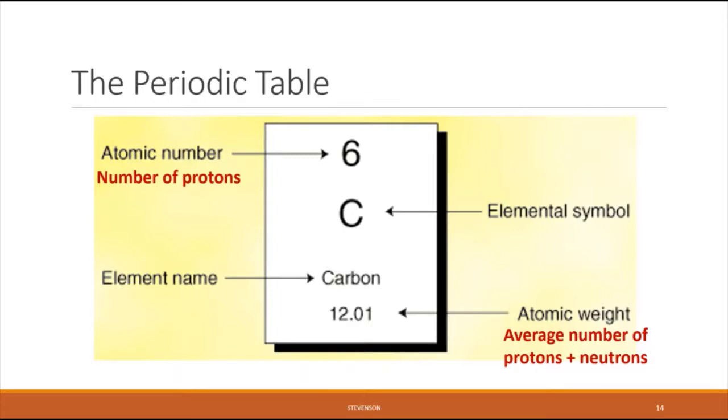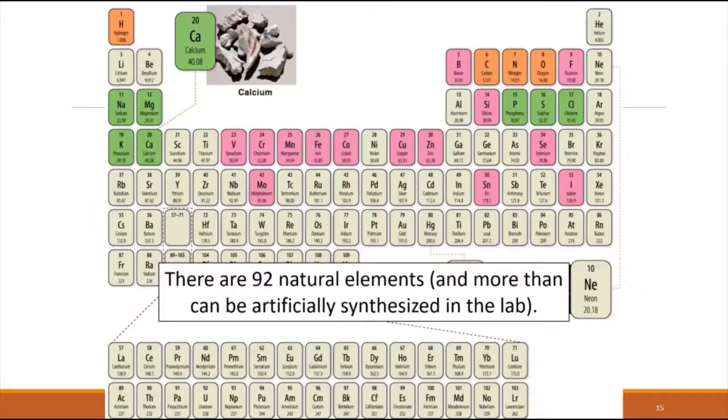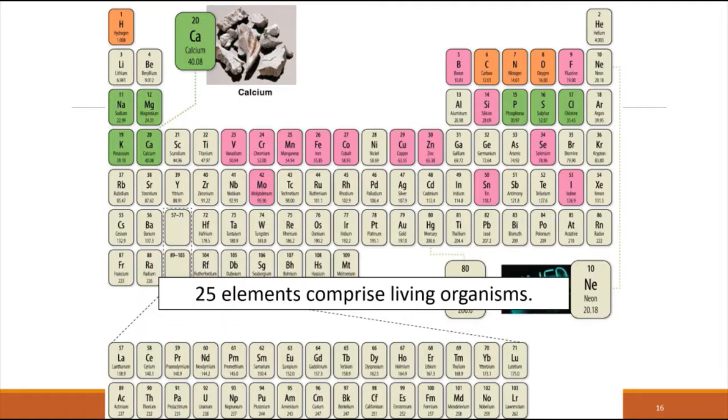and take a look at the elements that compose living organisms. So there are 92 what are called natural elements found in the world, which means that they are found in nature. You don't have to tinker with them in order to get them to exist. There are many more elements that can be artificially synthesized in a laboratory environment, but there are 92 that occur naturally. Out of those 92, only 25 elements comprise living organisms. And those are the 25 that you see highlighted in some sort of color on this periodic table.